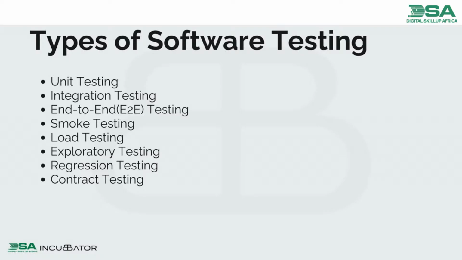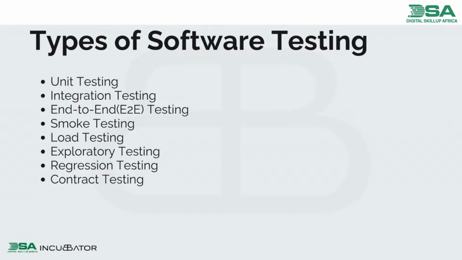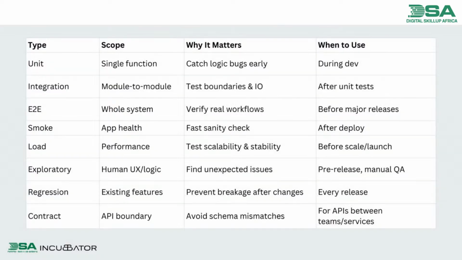But again, like I mentioned, the two that are most important to you are unit testing and integration testing. And the table you are seeing right now gives a summary of everything that we just talked about. Once you have the class slide, you can go through it. But I can just run through it for the sake of those who may not have access to the file readily. So unit test, it tests single functions and catches logic bugs early. And you do this during development.